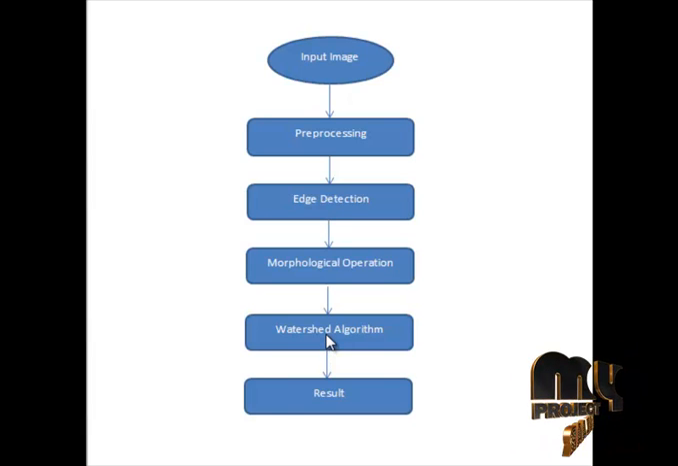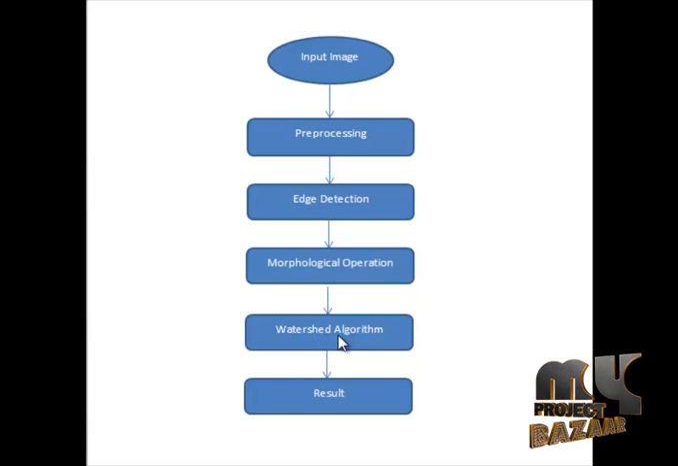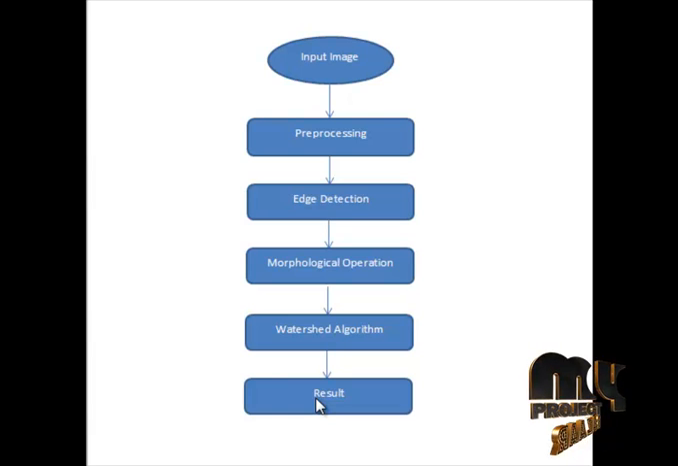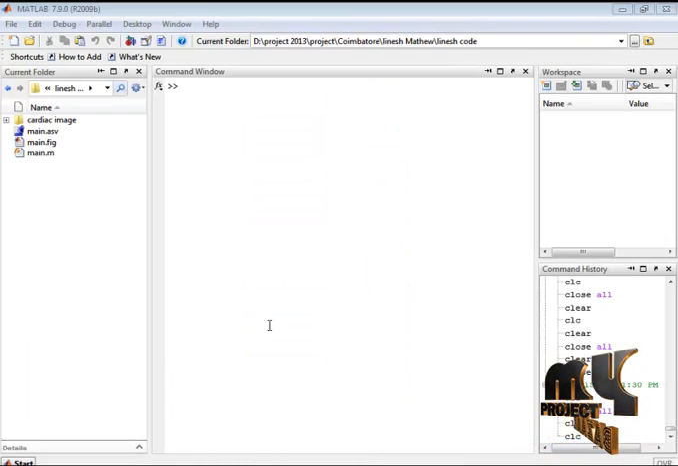Watershed transformation is a common technique for image segmentation. However, its use for automatic medical image segmentation has been limited, particularly due to over-segmentation and sensitivity to noise. So after detecting the segmented result, finally we are showing the result in different colors. Let's see the demo of our process.